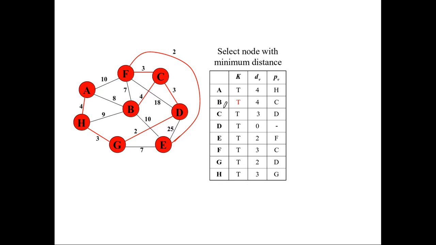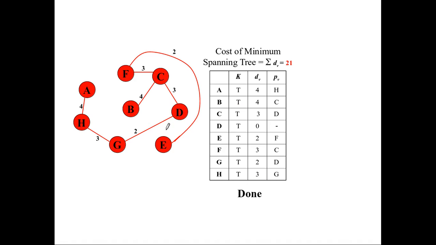Next, B gets selected and it is also marked as true. If all the values in this column are true, that implies that you have visited all the nodes and have got a minimum spanning tree, and the total cost associated here is 21. So this is your minimum spanning tree.